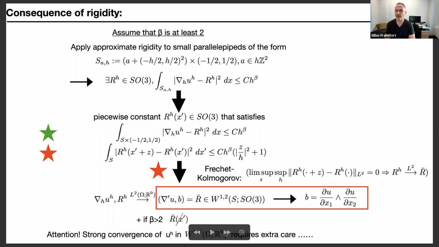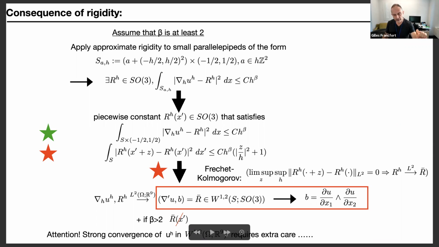And then I use the fact that this constant is invariant by dilation and translation. I put all those elements together and then I get the green star estimate, which is that I can build this kind of piecewise constant rotation, which satisfies the same estimate, but this time globally over my domain.